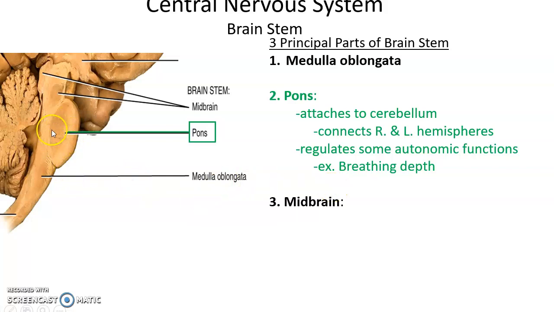The pons. The pons is the middle portion of the brain stem. It attaches to the cerebellum. So most, but not all, of the attachments to the cerebellum occur at the pons. And the pons also helps regulate some autonomic functions, important functions like how deep we breathe.